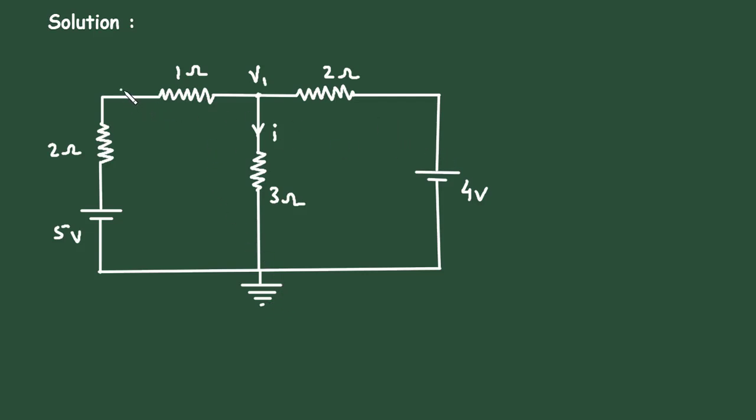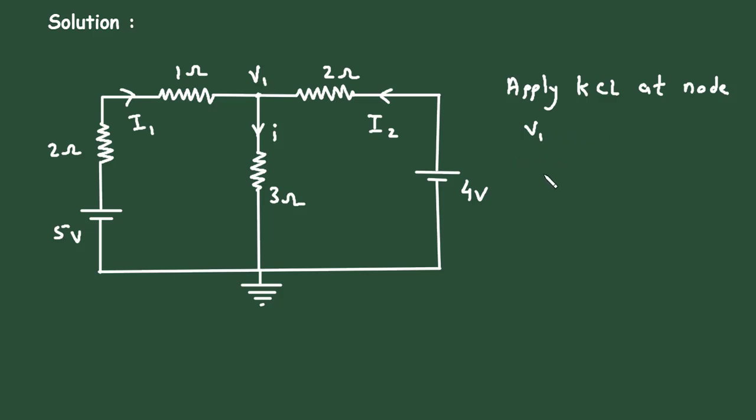Let's assume this is current I1. Here this is the positive terminal of the battery, so the current will flow from here to ground, and here the current will flow from here to ground. Let's say this is current I2. Now let's apply KCL, that is Kirchhoff's current law, at node V1.